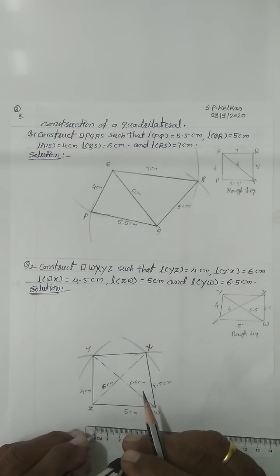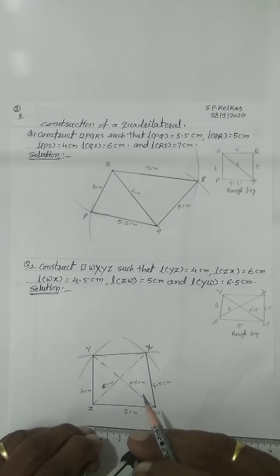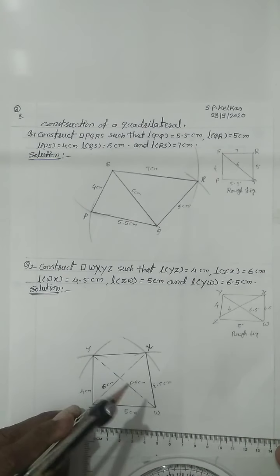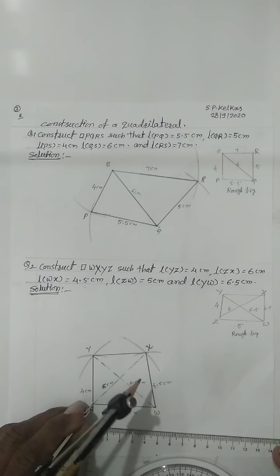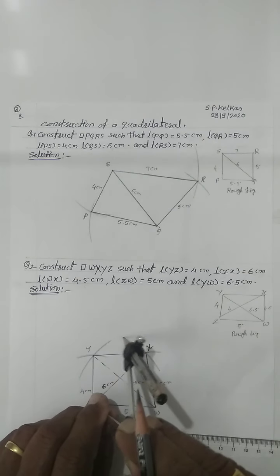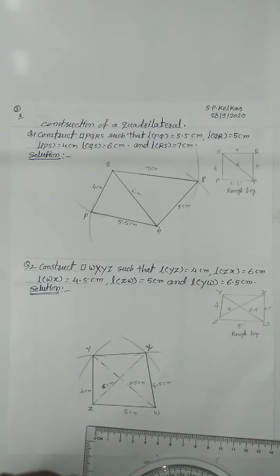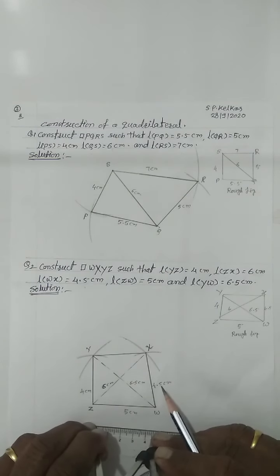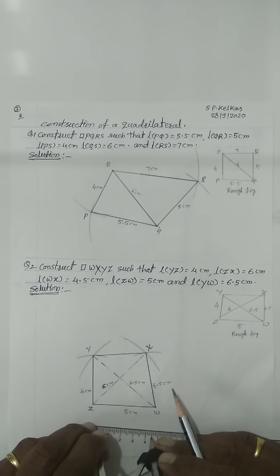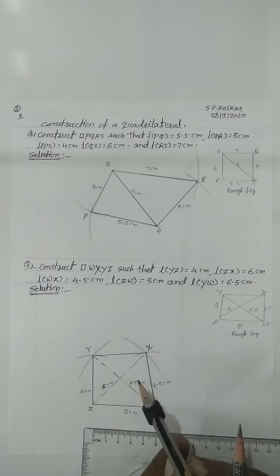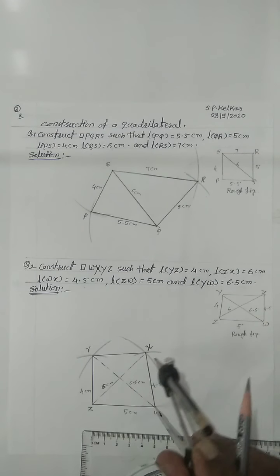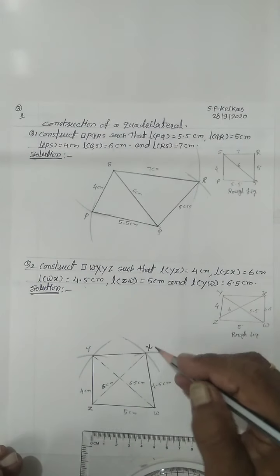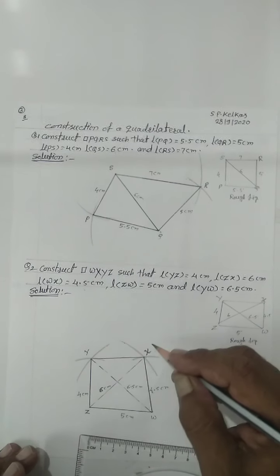Then take a distance 6 centimeter, which is the second diagonal, put it at Z point and draw one arc. Then take 4.5 centimeter distance, that is the length of one of the sides of the quadrilateral, and draw one arc from W. Now these two arcs intersect, that point is X.